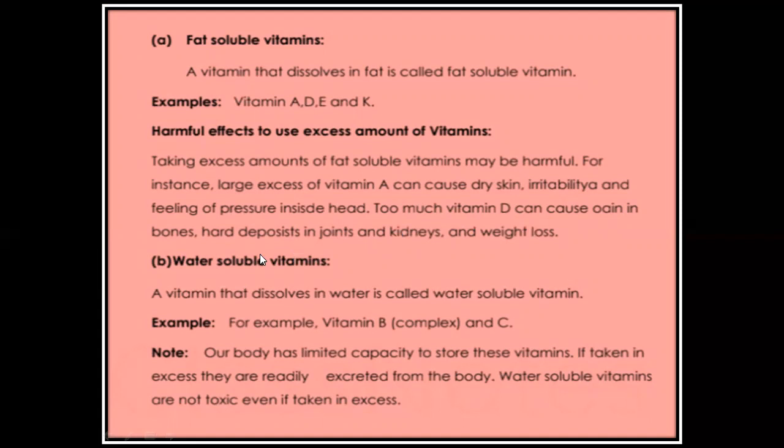Water-soluble vitamins, if we take them in excess, are not harmful for the body, because they are excreted from our body in urine. These are vitamin B and C. Vitamin B complex contains many types of vitamins, B1, B6, B12, B2. So there are various types of vitamin B, and that's why the whole group is called vitamin B complex, and vitamin C. Our body has limited capacity to store these vitamins, so the excess is excreted from the body because they are water soluble. That's why water-soluble vitamins are not toxic, but fat-soluble vitamins are toxic.